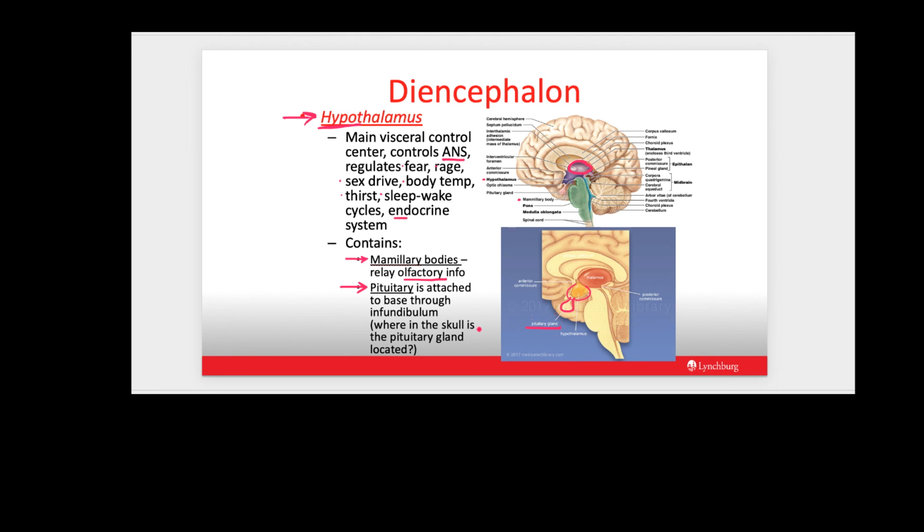Pituitary gland plays a major role with endocrine function, secreting hormones to control a lot of different processes in the body. And I kind of asked this question here, where in the skull is the pituitary gland located? And it's located in this little saddle-like structure in the base of the skull. It's called the sella turcica. Apparently can't write and talk at the same time. Sella turcica.